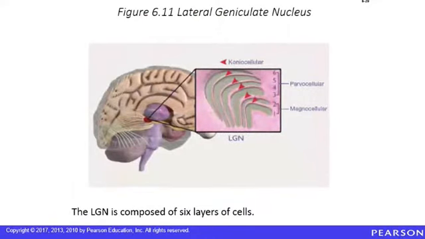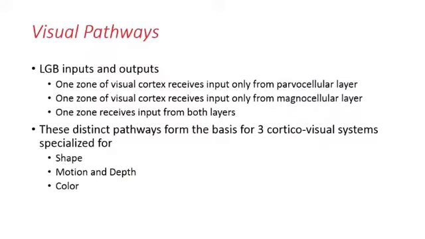This is just a close-up of the different layers, and the koniocellular layers are these sublayers just to the ventral surface of each of the individual layers of the magnocellular and parvocellular layers. The inner layers are 1 and 2, that's magnocellular, and then the outer 4 layers are the parvocellular region. So one zone of visual cortex receives input from only the parvocellular layer, one zone receives input from only the magnocellular layer, and one zone receives input from both layers.